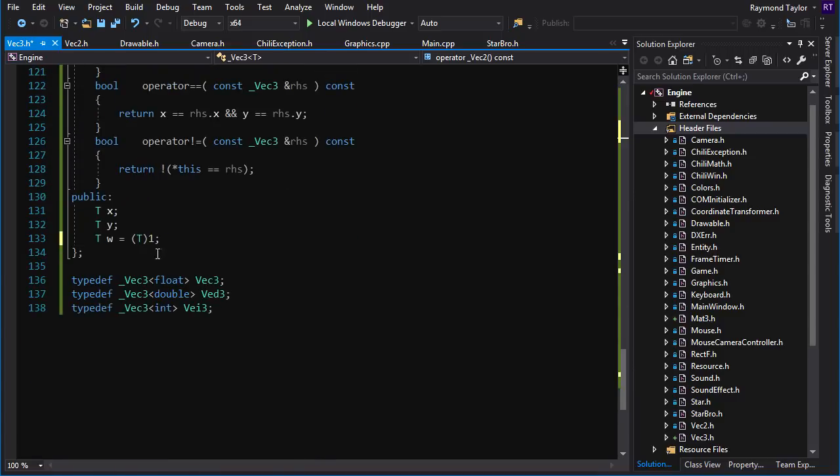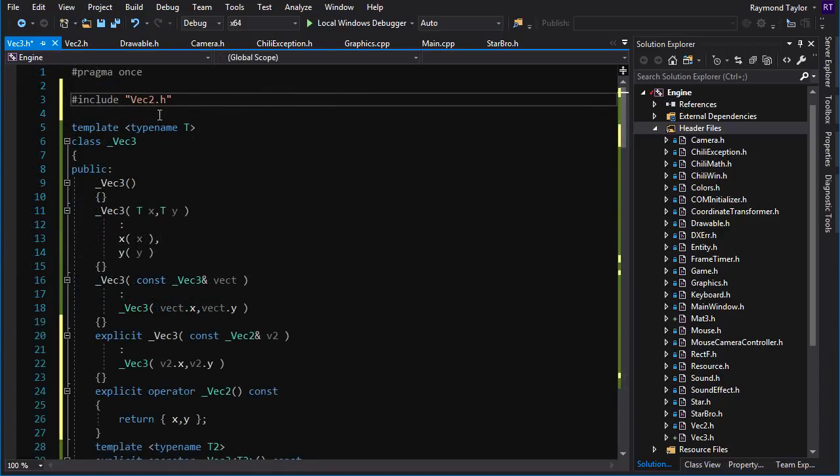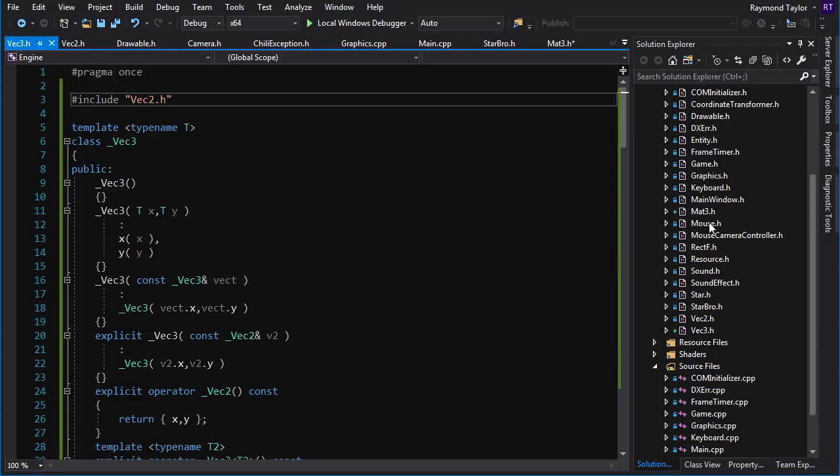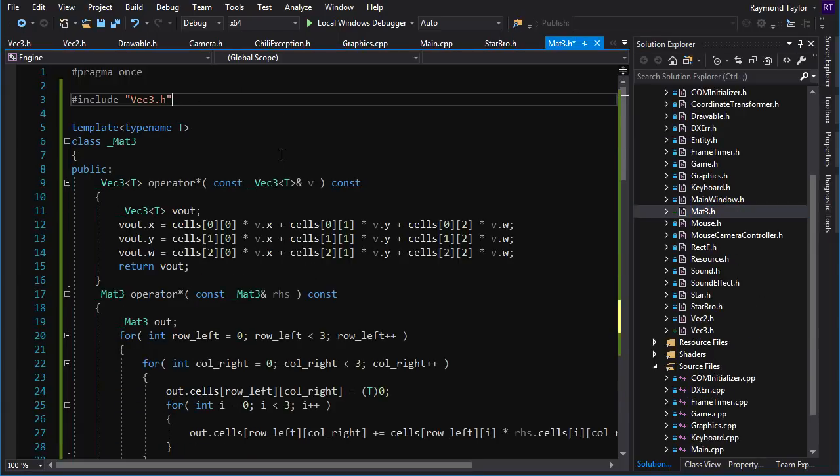Now in three-dimensional graphics, w is not always going to be 1. There will be situations where it'll be different than 1. I mean, you could have that for two-dimensional graphics as well. It has to do with projection, but we're not going to be dealing with that here, so we can just set it always to 1 and forget about it. We'll include vec2.h up here just to be safe. And then if we go back to mat3, we should be out of the red.